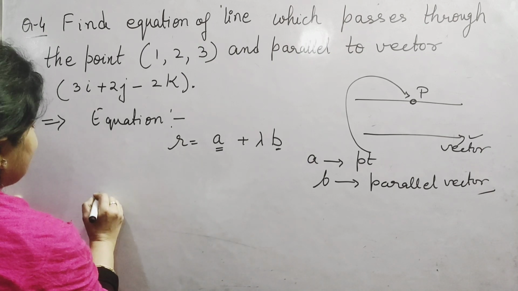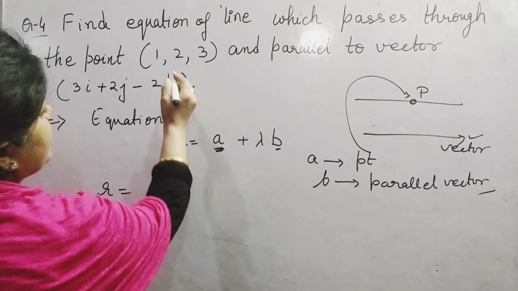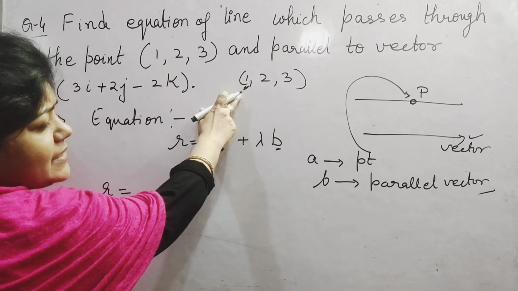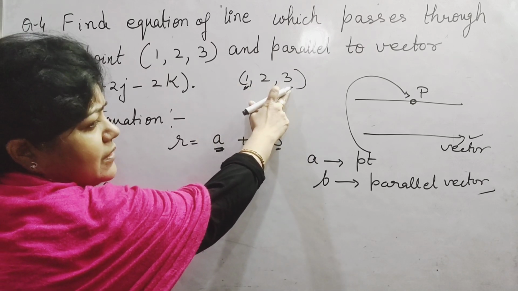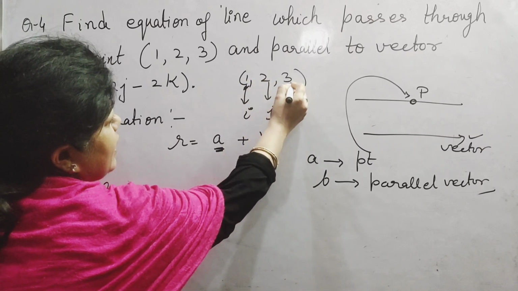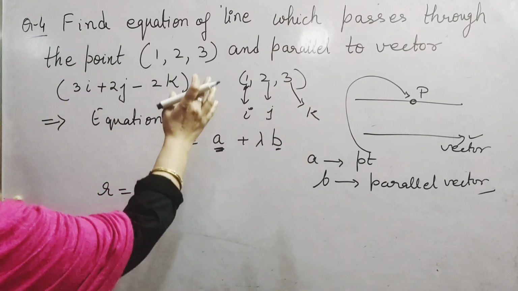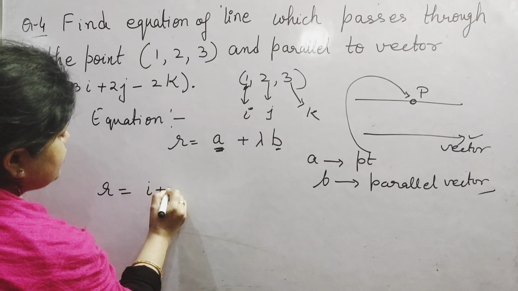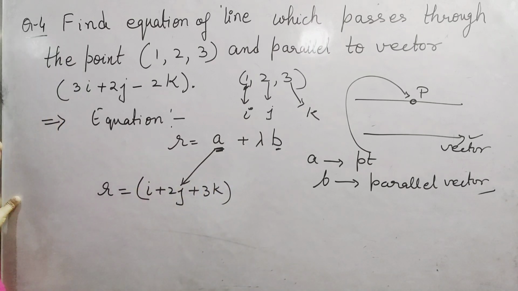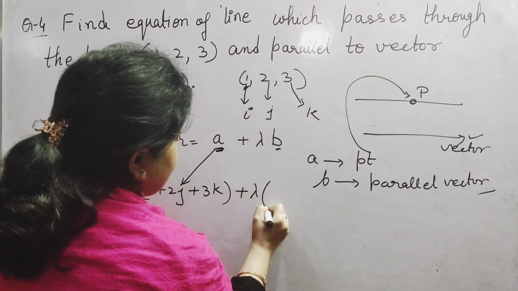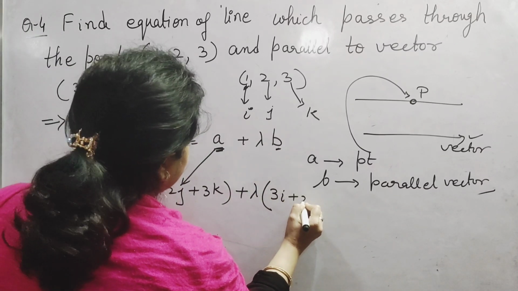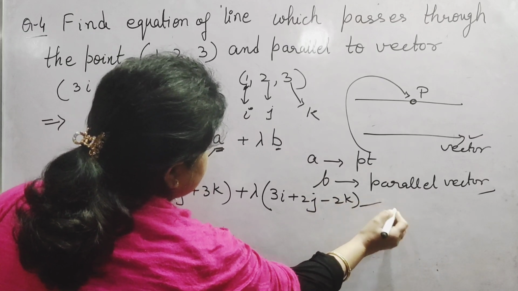So, equation of line ultimately becomes, this is the point A. Point A is (1, 2, 3). Now, this represents the x-axis, this represents the y-axis, and this represents the z-axis. So, for the x-axis we write i, for the y-axis we write j, and for the z-axis we write k. So, these points become i plus 2j plus 3k. This is the value of A. Clear? Now, we put the sign of lambda, which is a constant, and this is parallel to this vector. So, we simply write 3i plus 2j minus 2k. So, this is your answer.